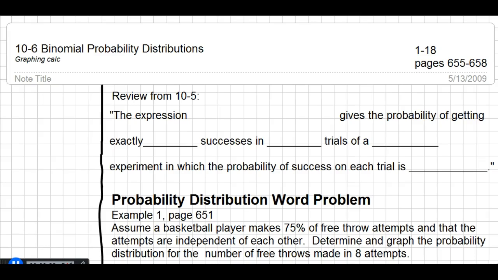Binomial probabilities is when you use our formula from yesterday, the n choose k, where k is the number of successes, n is the number of trials, probability of success p raised to the k times q, which is the complement of p, to the n minus k power. That formula gives the probability of getting exactly k successes in n trials in a binomial experiment, in which the probability of success on each trial is p. So we learned that formula in lesson 10.5. Now we're going to talk about how to graph it.